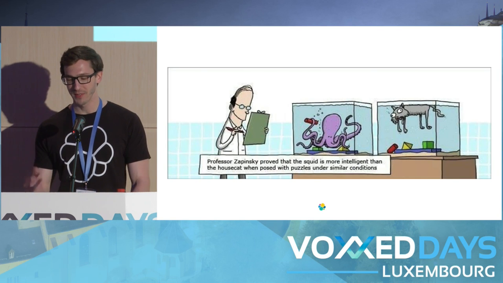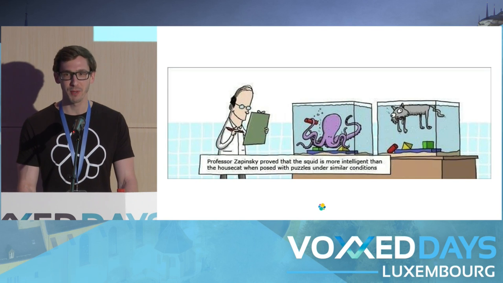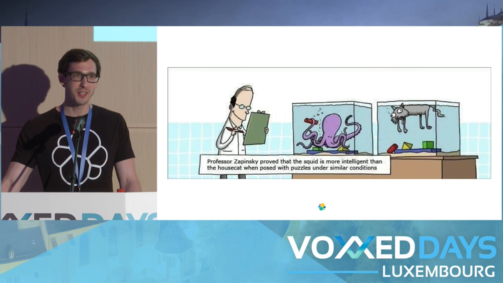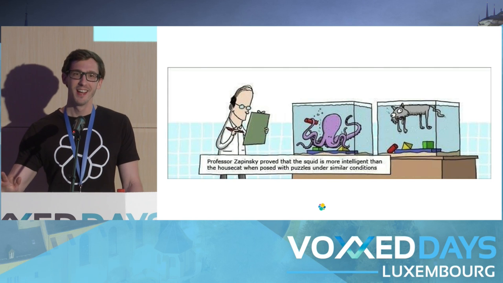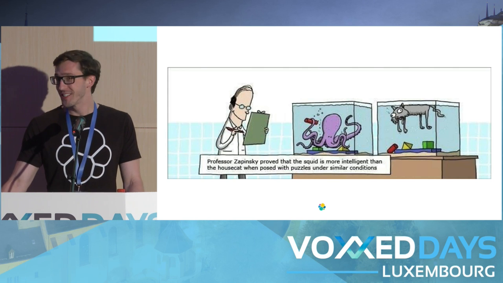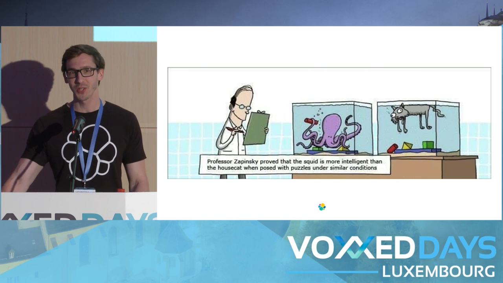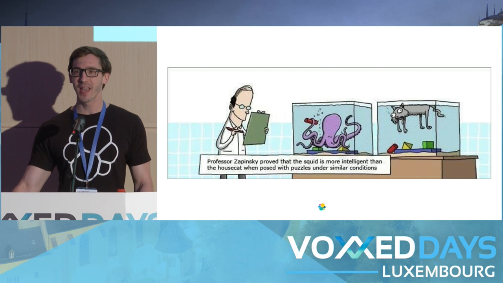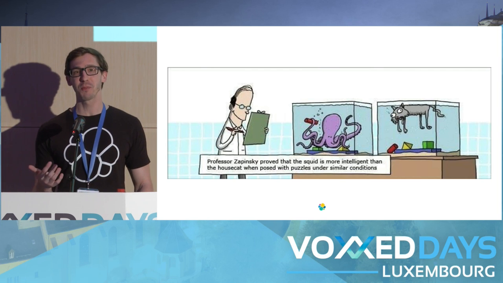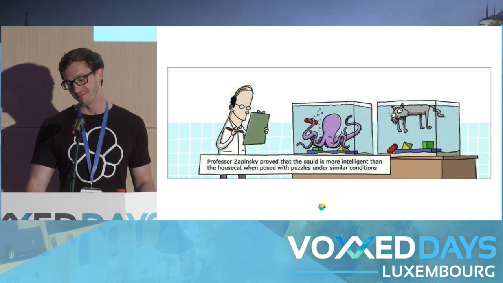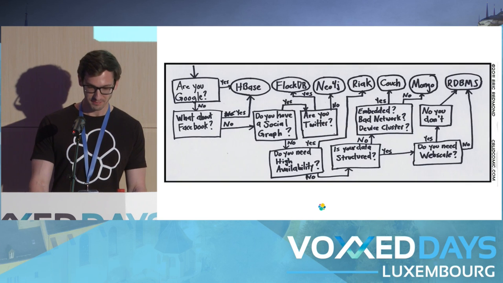And I'm always putting up this slide for when people ask, but is it fast? I'm comparing how intelligent the squid versus the house cat is under similar conditions. You can see, obviously, the squid is much more intelligent. Or if I change the conditions, obviously, the house cat is much more intelligent. So the only thing you can normally guarantee if somebody provides benchmarks is that your numbers will be very different to my numbers. But people still do it.